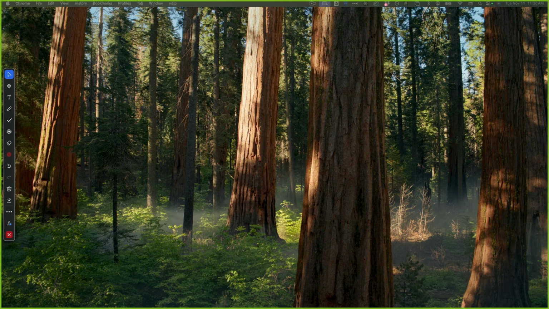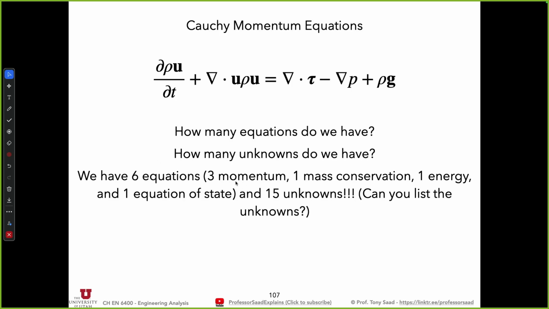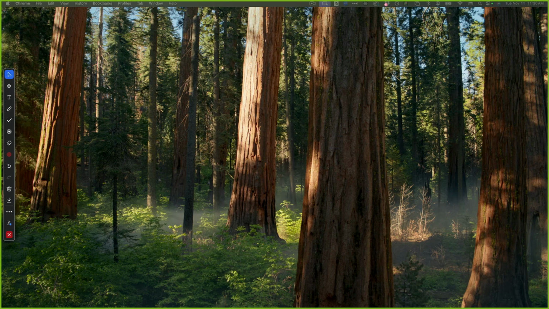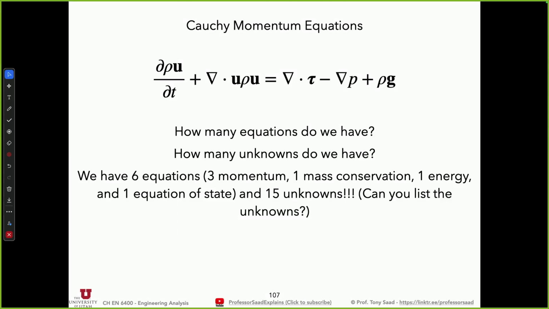15 unknowns, okay? So we have 6 equations, 3 momentum, 1 mass, 1 energy, 1 equation of state, and 15 unknowns. You need to list the unknowns: rho, u, v, w, p, and T. I didn't include T over here. That's my mistake. That's why I put 14. Rho, u, v, w, p, T, and 9 components of the stress tensor, right? And the system is not closed. The trouble is coming from the stress tensor, because if we were only dealing with rho, u, v, w, p, and T, we would have 6 unknowns and 6 equations. Agreed?